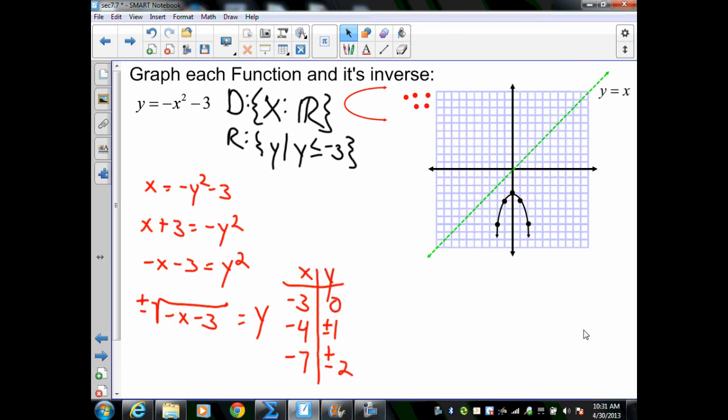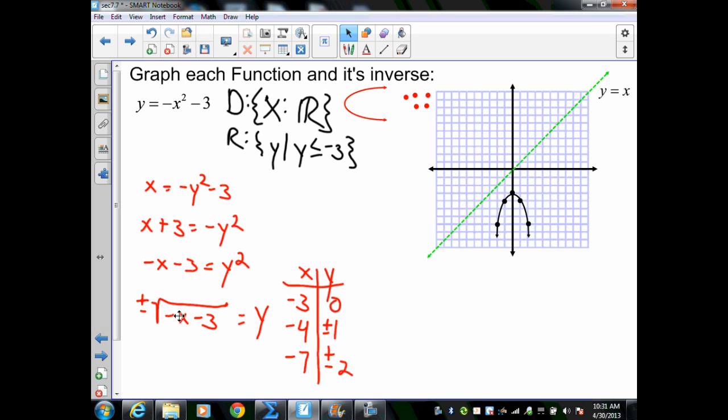To make this problem go quicker, I actually found the inverse. I switched the x and y. I added 3 to both sides, then divided by a negative 1, then took the square root of both sides, which gave me plus or minus the square root of negative x minus 3. Remember, I need all positive values as my radicand. Therefore, I'm going to start with a negative 3.